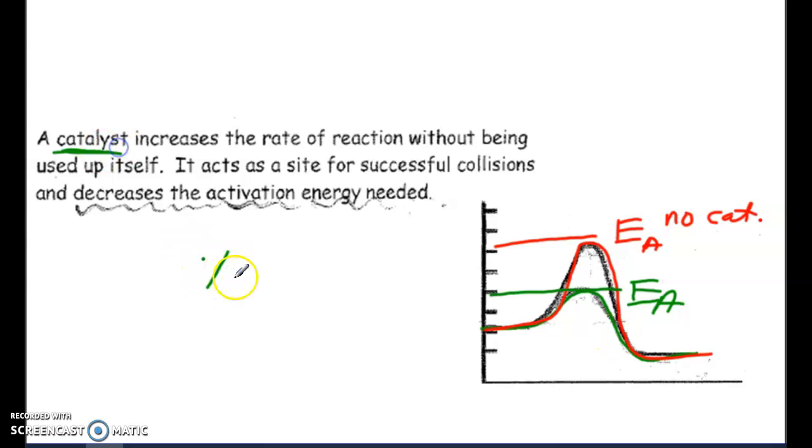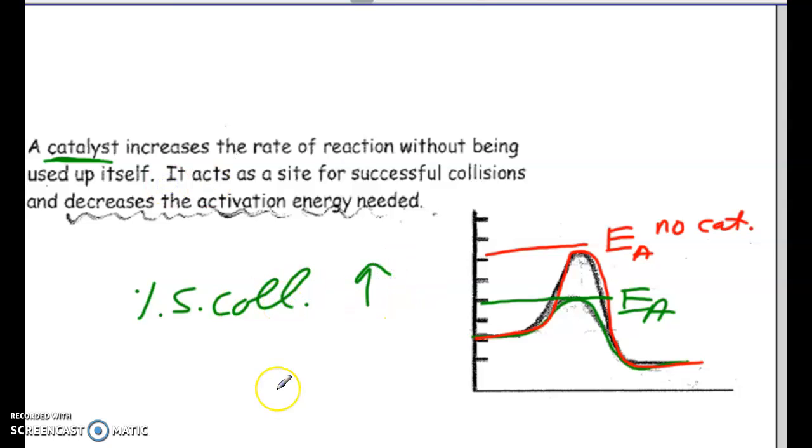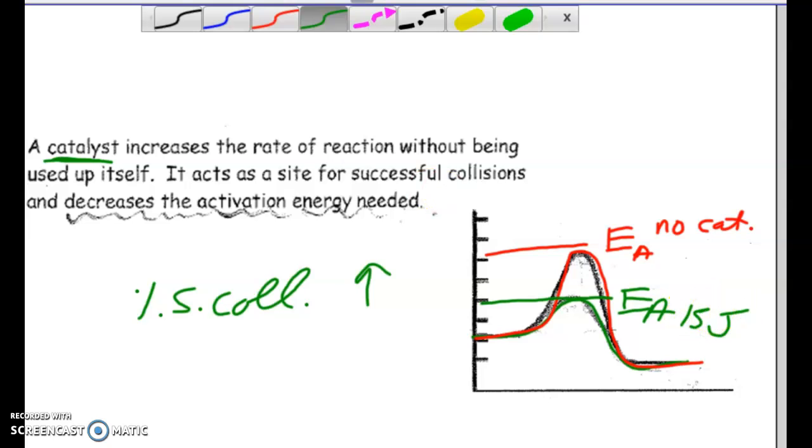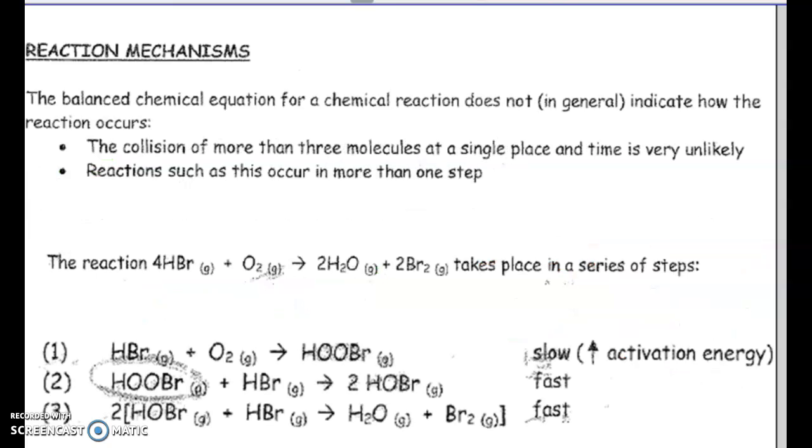So what that means is really the percent of successful collisions goes up. The number of collisions does not increase, right? We're not actually changing how many collisions are happening, but the percent of success has gone up because the threshold has now lowered. So maybe before it was 25 joules and now it only needs 15 joules. So before, let's say a collision happened with 20 joules worth of energy. Previously, with no catalyst, 20 joules would not cause a successful collision. But now with the catalyst, 20 joules is enough for it to be successful and make products. So that's how a catalyst would work here.